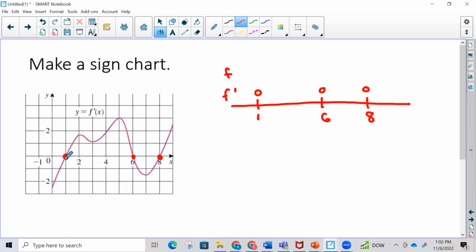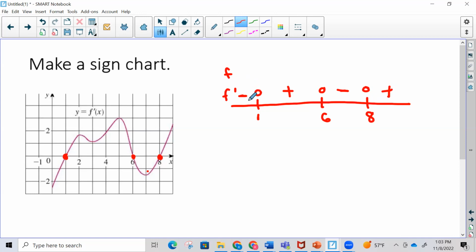This part of the derivative is below the x-axis, which means its values are negative. So this derivative from negative infinity to 1 is negative. From 1 to 6, the entire time this function is above the x-axis, so this derivative is positive. I'm looking at the actual values of it. And then between 6 and 8, the values of the derivative are negative because it's below the x-axis. After 8, the values are positive because it's above.